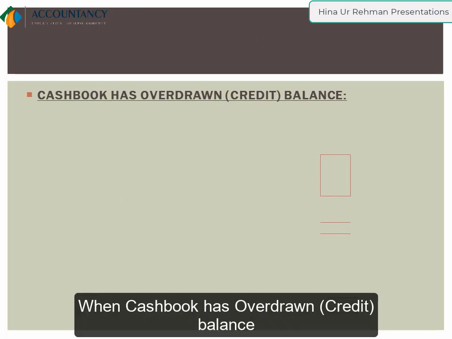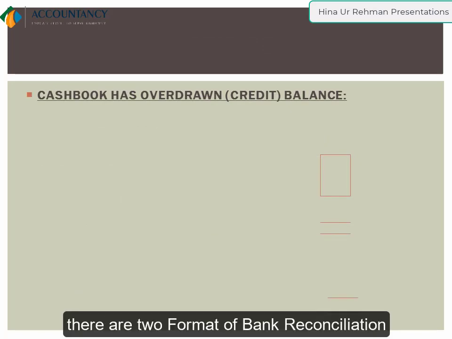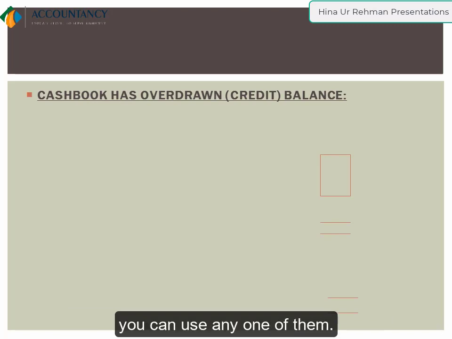When cash book has overdrawn credit balance, there are two formats of bank reconciliation. You can use any one of them.